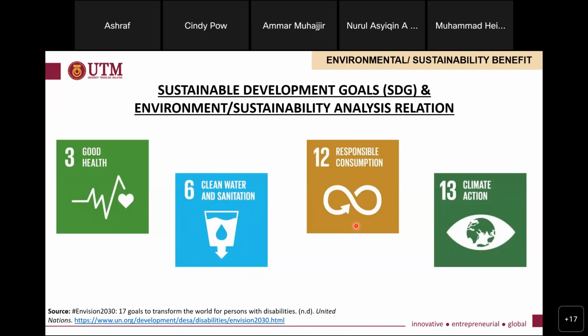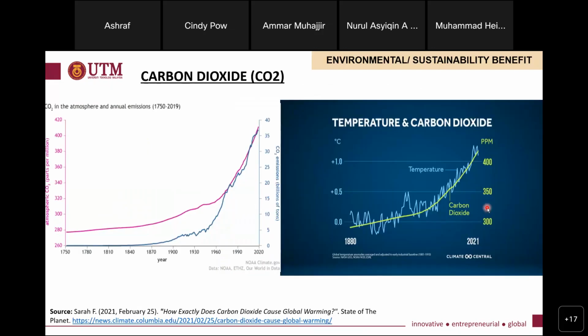And then lastly is SDG 3 and 13. These two SDGs are focusing more on air emission. If the amount of carbon dioxide emitted in the atmosphere reduces, it will prevent climate change, and it will also avoid any disease related to extreme weather change, such as heat stroke. So that's all for SDG. Next slide.